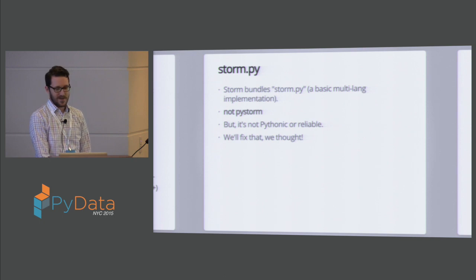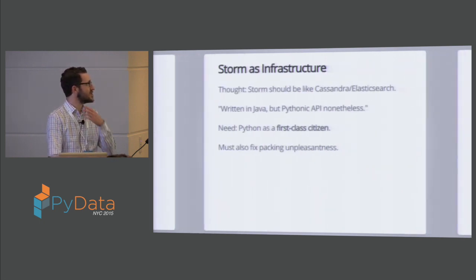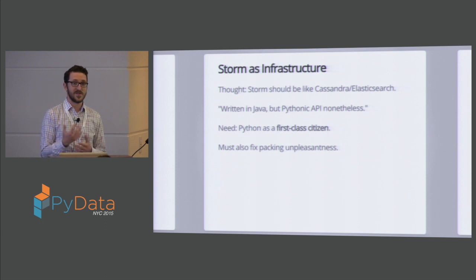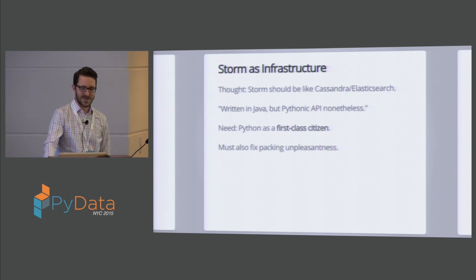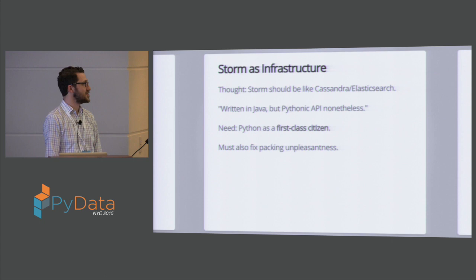So, partially we thought, well, we should fix this. We should make it so there's a decent implementation for Python. It'd be nice to be able to treat Storm as infrastructure, like how, even though Cassandra and Elasticsearch and things like that are written in Java, a lot of people here use them because they have really nice Pythonic APIs you can use to access them. So Python needs to be a first-class citizen for this. And one of the things when you're submitting a topology to Storm is that it has to be in a jar and all that. So it'd be really nice if we could wrap a lot of that so you didn't have to worry about how to put that jar together.